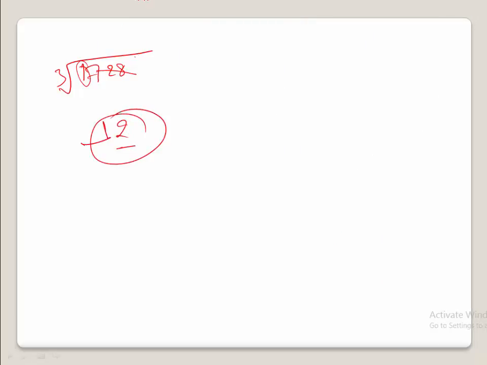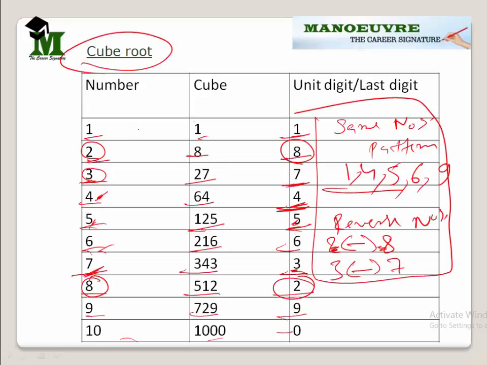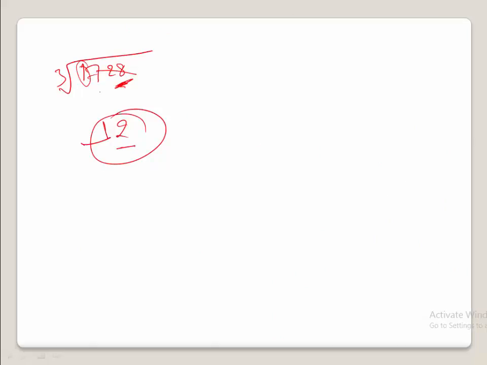I'll repeat what I have done. At unit place, 8 is the number. So 2 will come because it gets reversed. If the unit place is 8, then 2 will come. If the unit place is 2, then 8 will come. And take the cube root of 1, which is 1. So 12 is your answer.